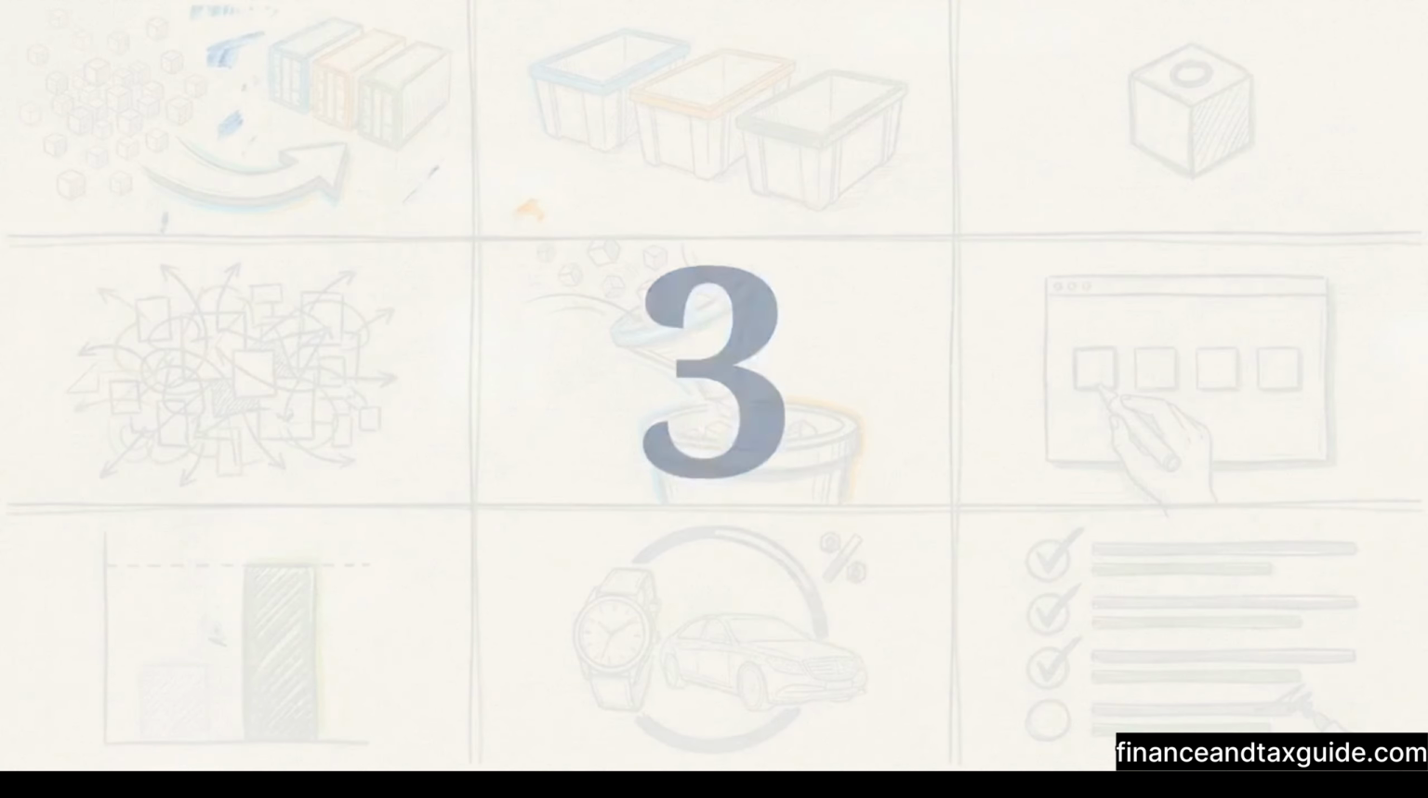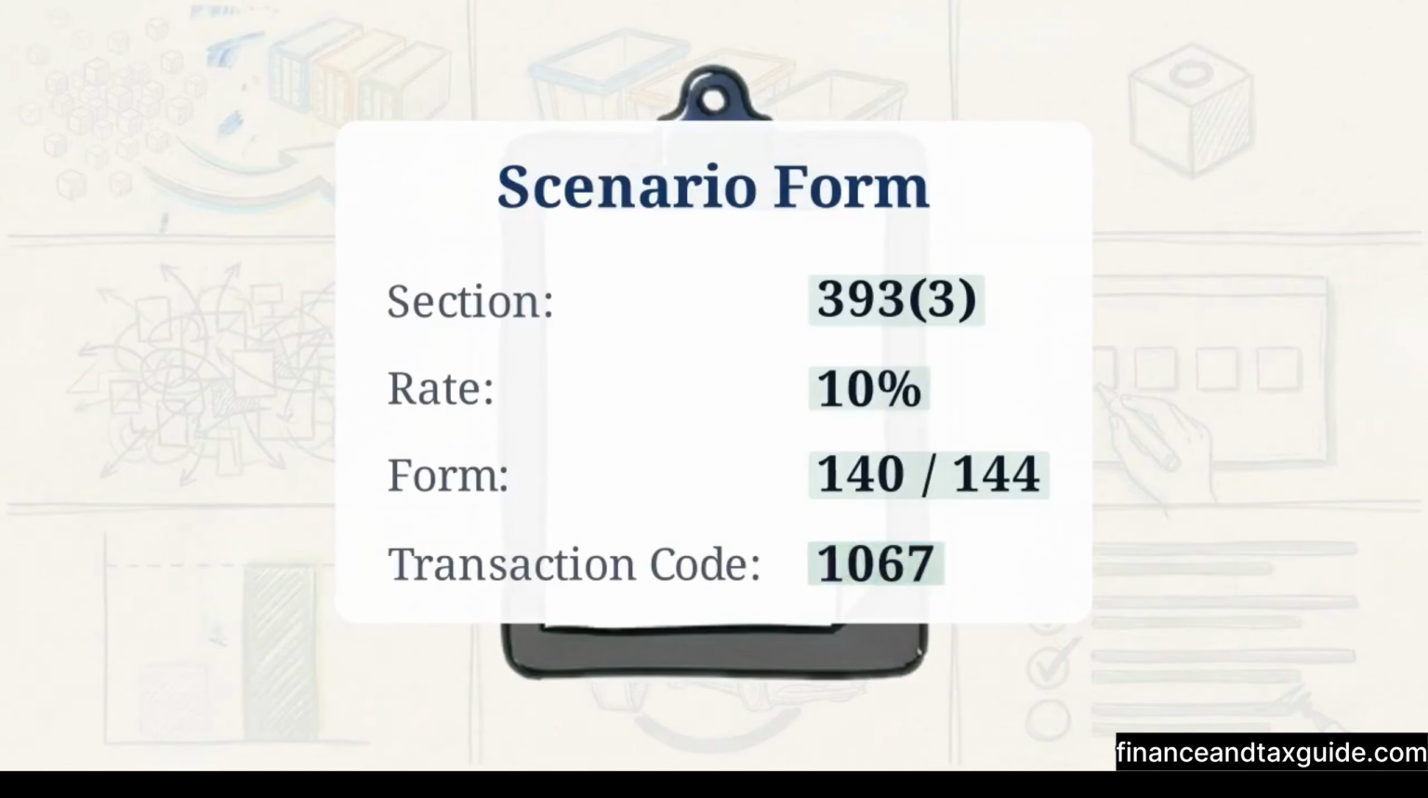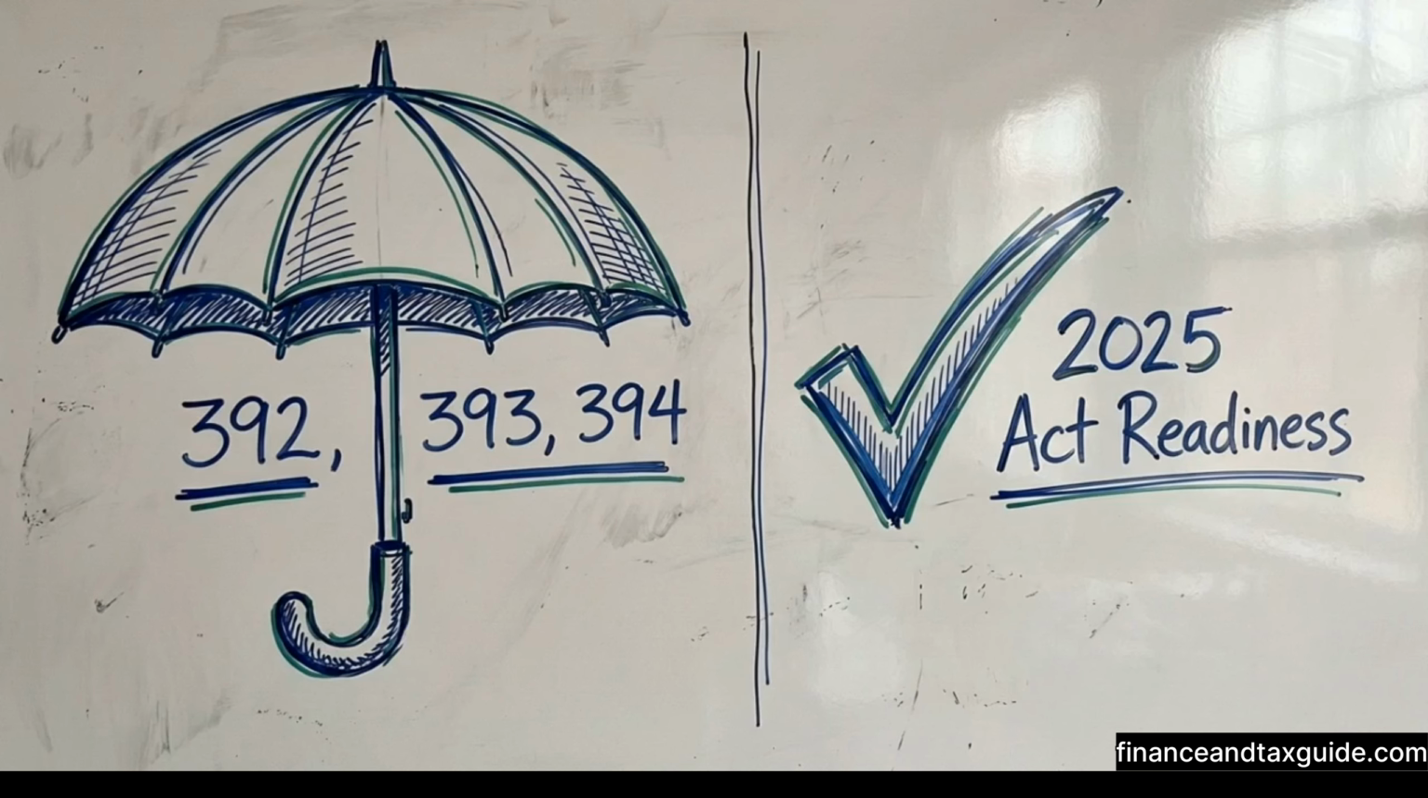That payment falls under Section 393(3) at a 10% rate, filed via Form 140 or 144, using transaction code 1067. Combining this umbrella logic with these specific policy updates is the benchmark for readiness under the 2025 Act.